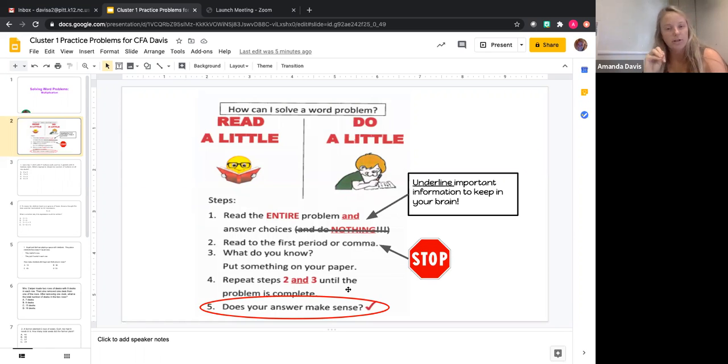Think about what you know is happening in the problem, and now we're going to put something on our paper. Then you're going to read to the next period, stop, write down, do some work on your board or paper. Then you're going to read to the next period, stop. You get the idea. The last step is, does your answer make sense? It's always important to check your work to make sure you solve the problem the right way. So let's try our first problem.